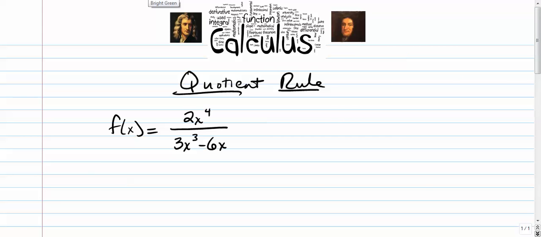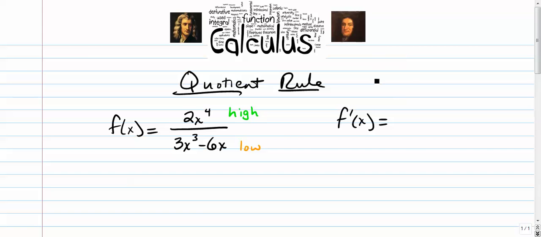We're going to refer to the top section, sort of informally, as the high. This is the high, and we're going to refer to this bottom denominator as the low. Alright, so the quotient rule is kind of interesting. It's kind of an easy way to remember it.